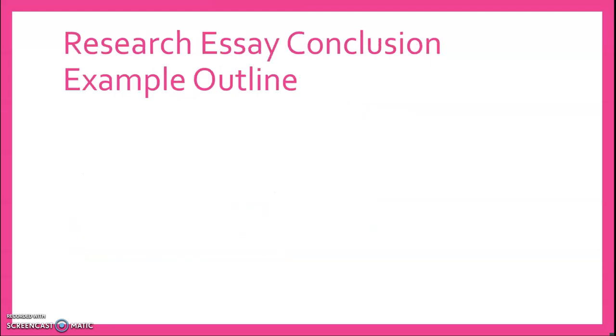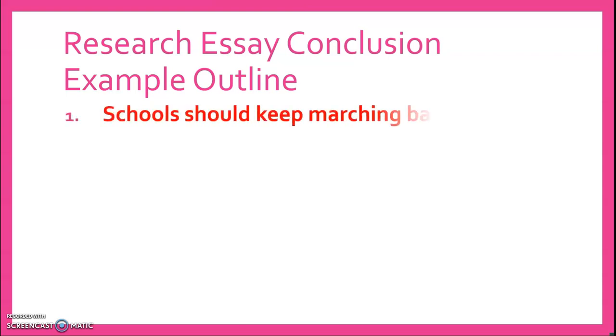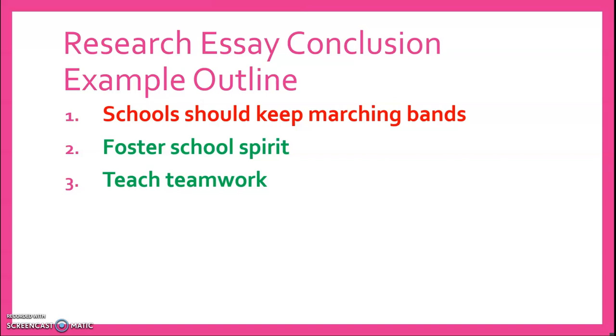Let's put that outline into practice. Let's say we're writing a research essay, and we want to build a conclusion paragraph for that essay. Let's say our thesis that we need to restate is that schools should keep marching bands. Next, we'll need to look at the supporting topics for each of those body paragraphs, because we'll have to write summary sentences for them. So first topic might be fostering school spirit. The next topic might be teaching teamwork. And our last one might be promoting music education. Now next would be our takeaway.